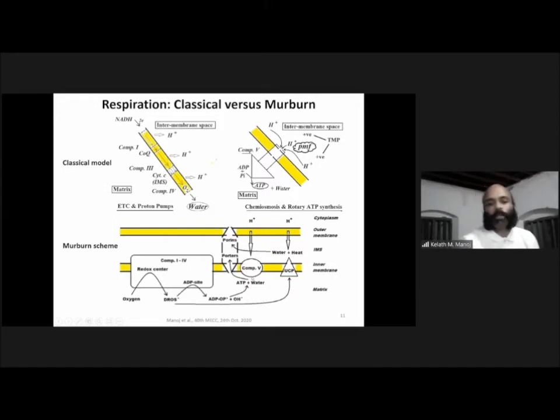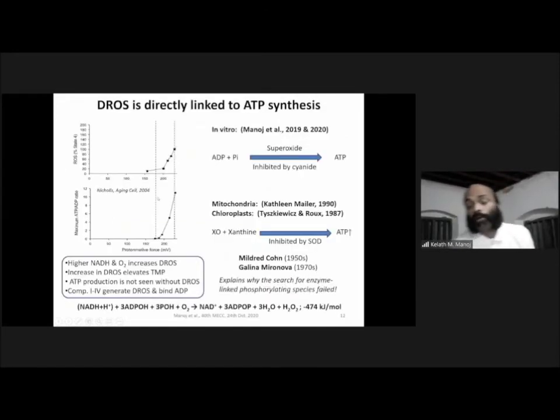So what's our evidence for these statements? This is the graph taken from Nichols, who has authored the bioenergetics textbook in the field. You see very clearly, when you observe ATP synthesis here, ROS is present. ROS is formed. ROS is directly correlated to transmembrane potential. And then without ROS, there is no ATP formed. And we have shown that complex 1 to complex 4 generate ROS.